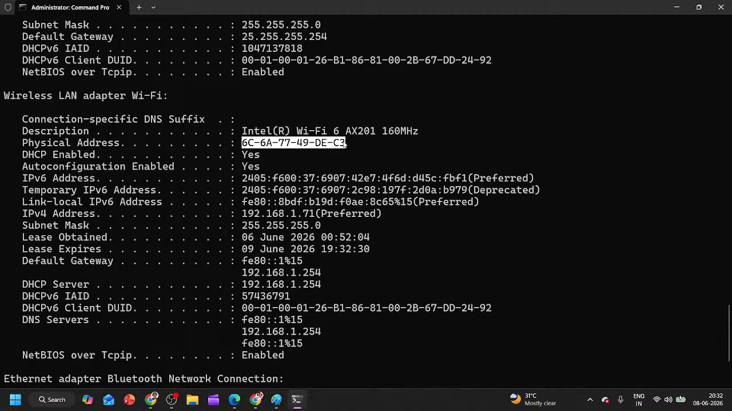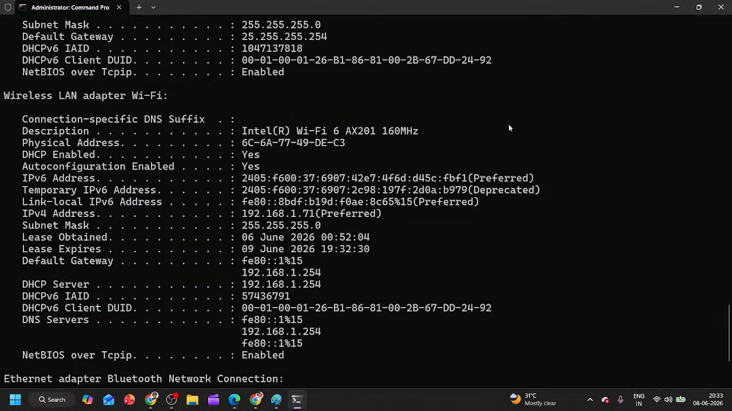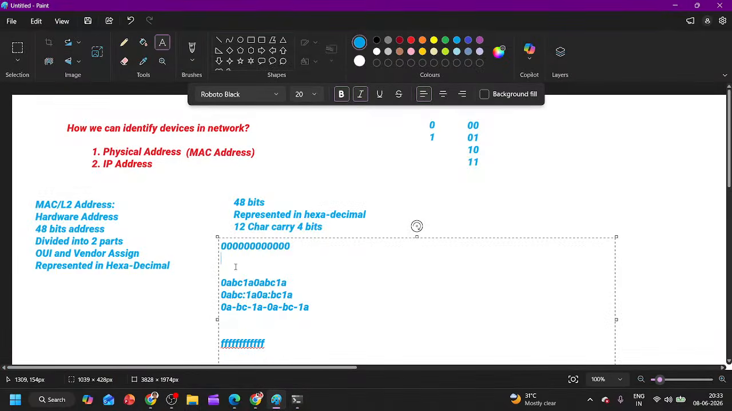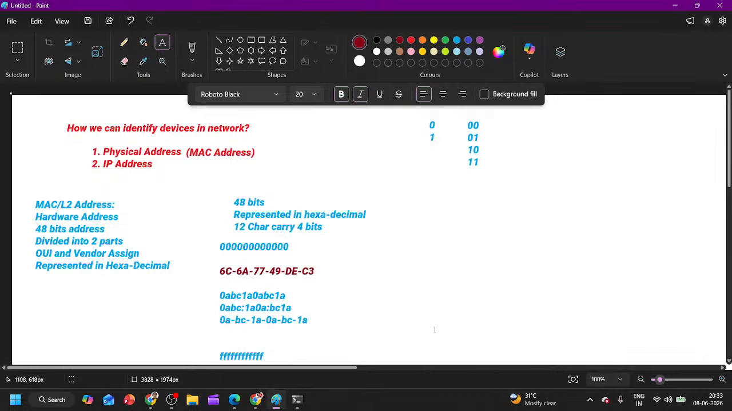This is what a MAC address is. How many characters are there? 12. And it is represented like this. And if you see, this is also from the range only. This is my laptop MAC address. It is from the same range. Okay, so the total length of the address is 48 bits and each character carries 4 bits. So you can multiply 12 by 4, you will get 48 bits.